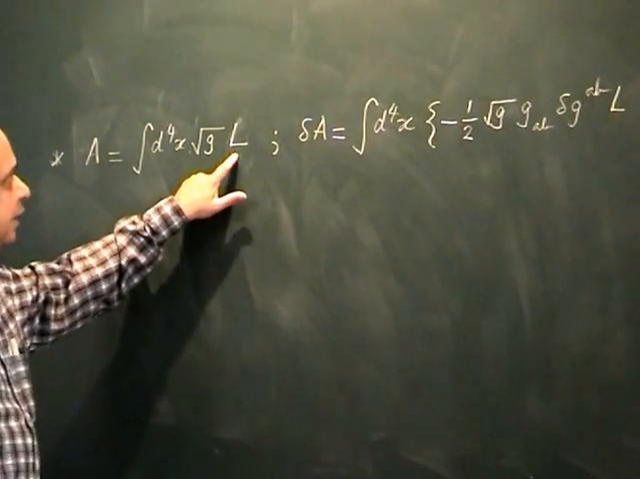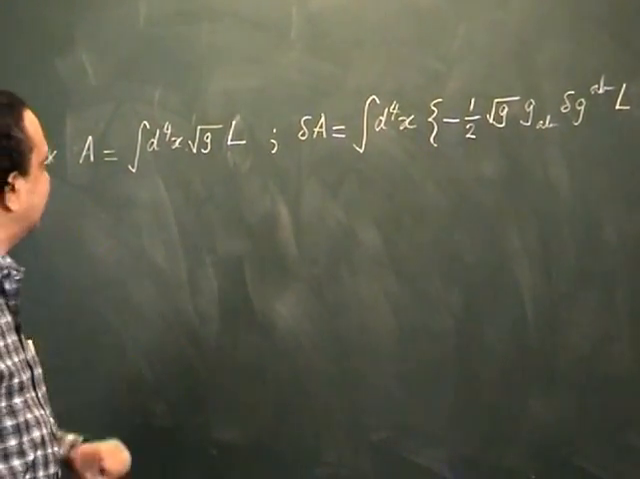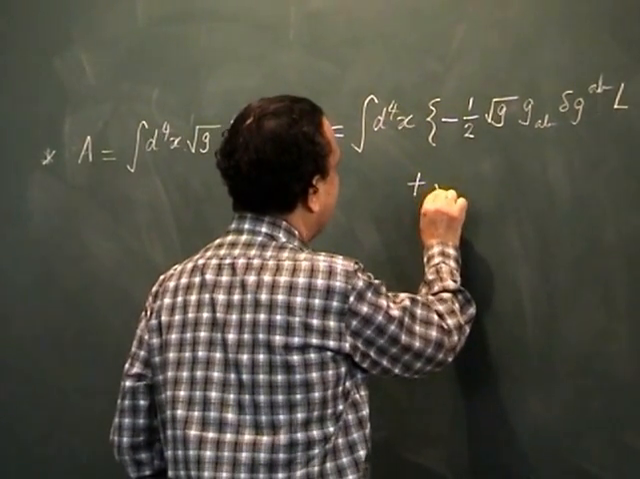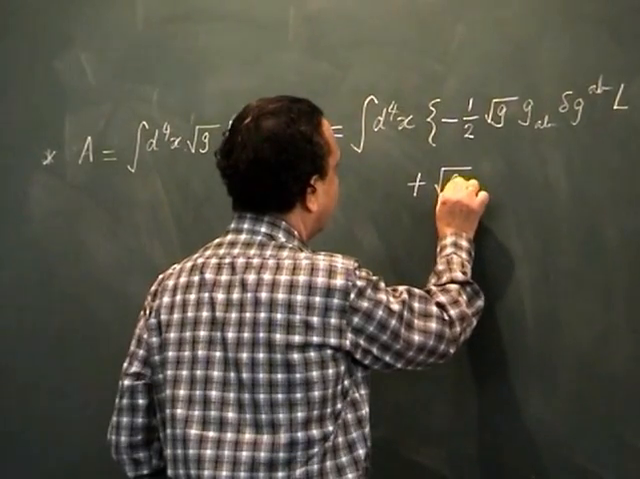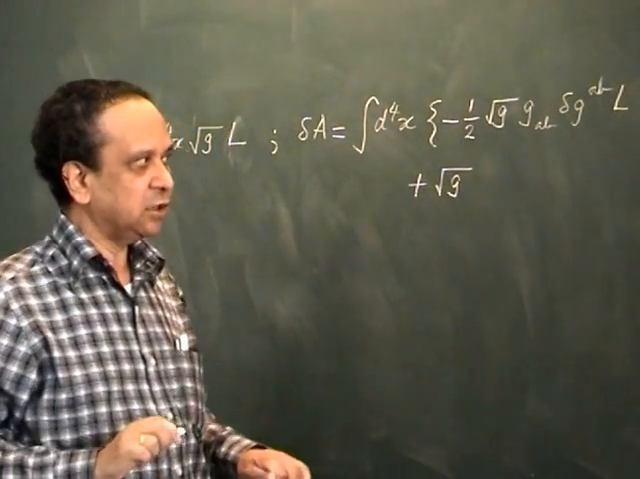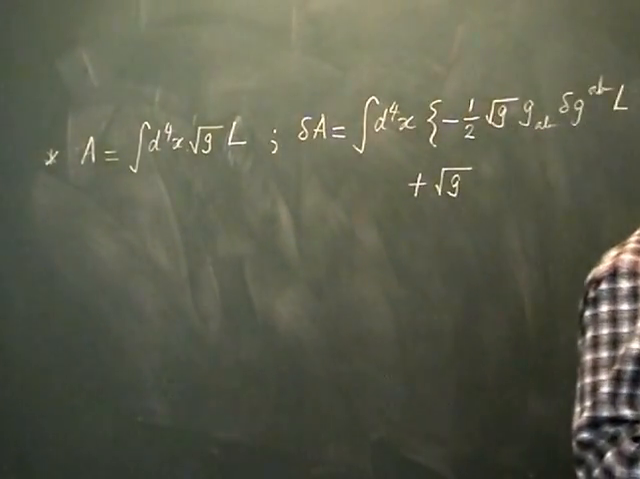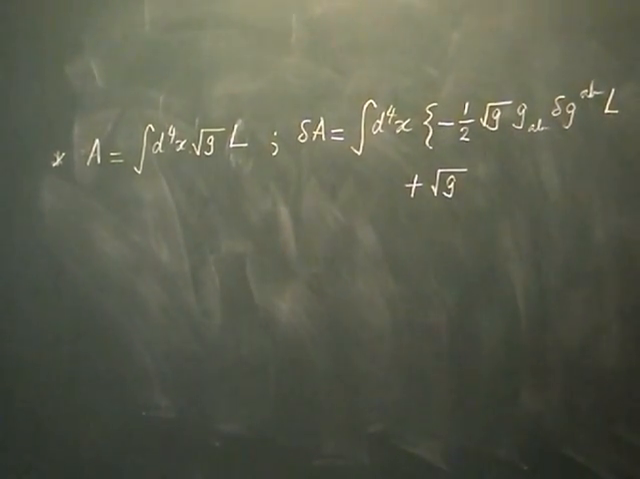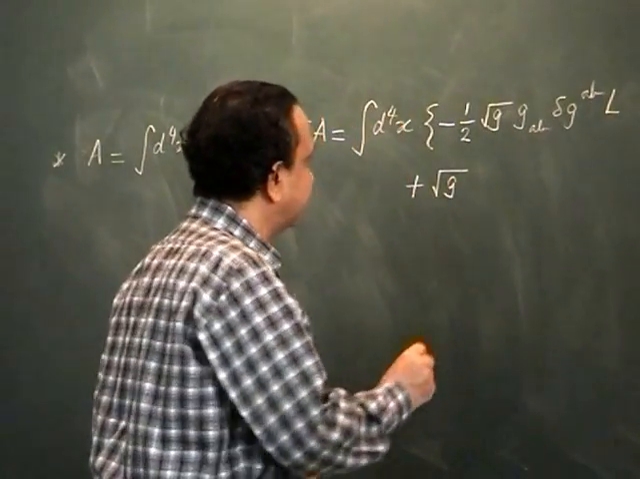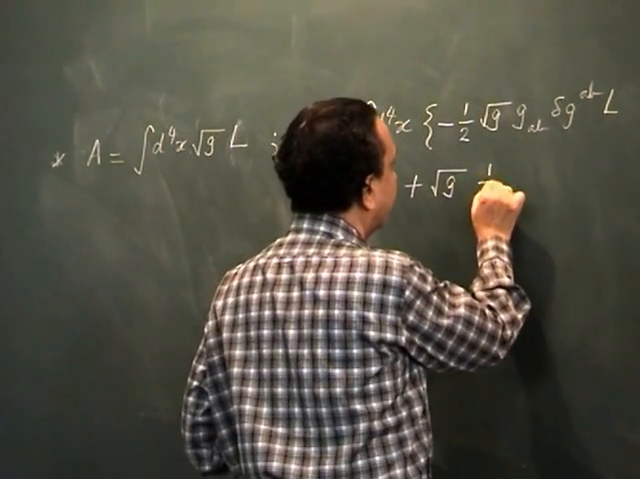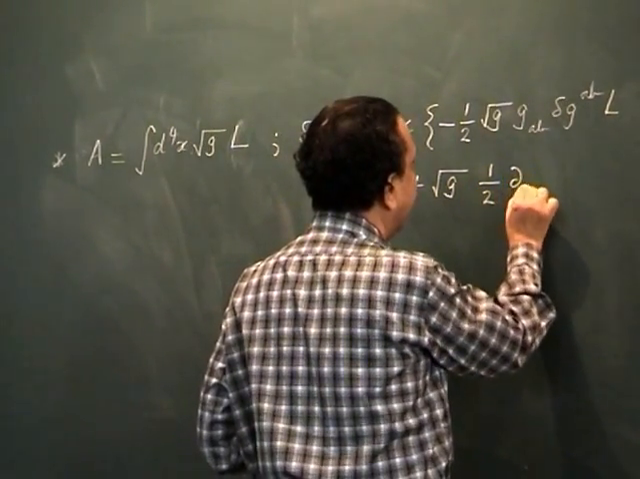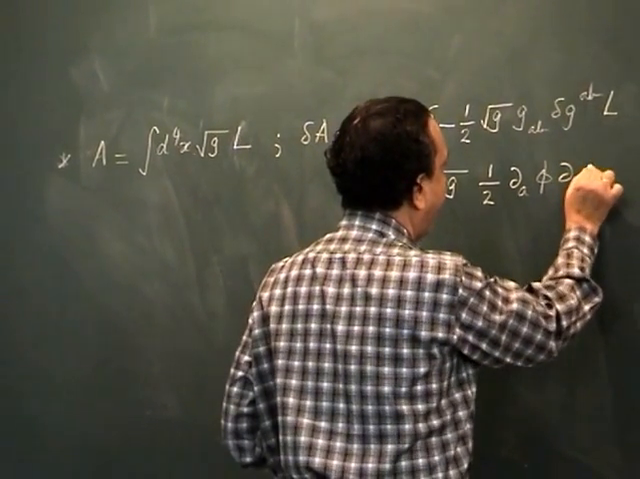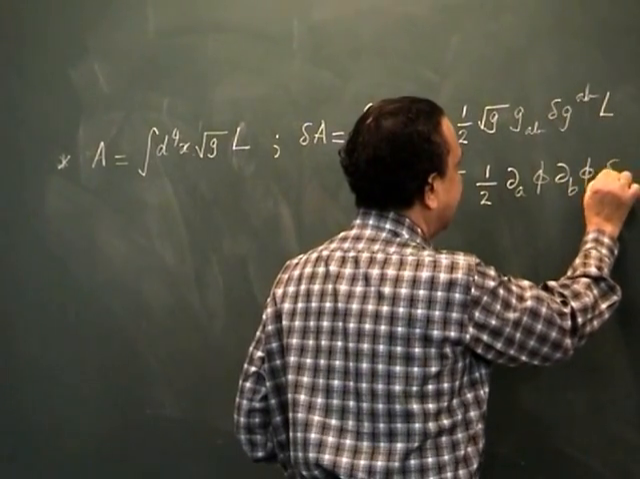Then I had to get a variation from this L. So what is that? That is going to be, I have a root G sitting there and I am going to vary L with respect to G^AB. So let us look at L. L is this quantity. There is no G^AB here, so there is only one G^AB here, which is going to be half dA of phi dB of phi delta G.